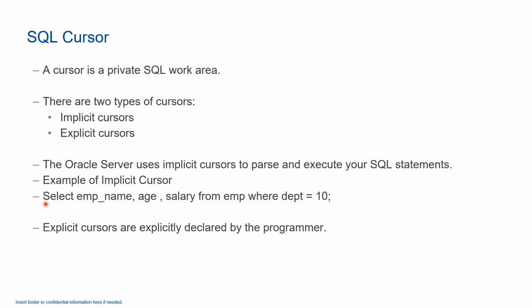As you can see in an example, select employee name, age, salary from employee where department is 10, here it is working as an implicit cursor. Now to define explicit cursors: explicit cursors are explicitly declared by the programmer. They are for gaining more control over the context area. In implicit cursors we have no control, but in explicit cursors we can have more control.